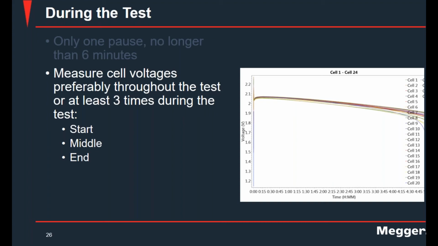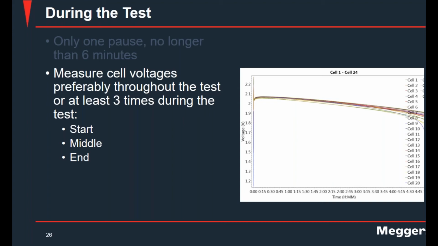Now, if you just do 3 instances during the test, it's very little information. So ideally, and the recommendation from the standard is, that you preferably measure these cell voltages throughout the test. Like we are showing here in the figure, you get a discharge curve for all of the cells.